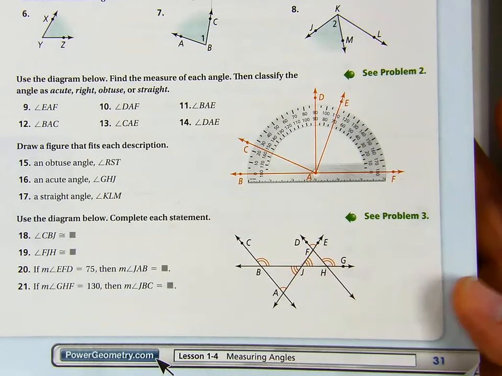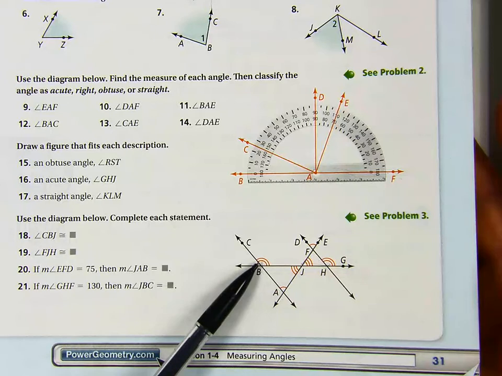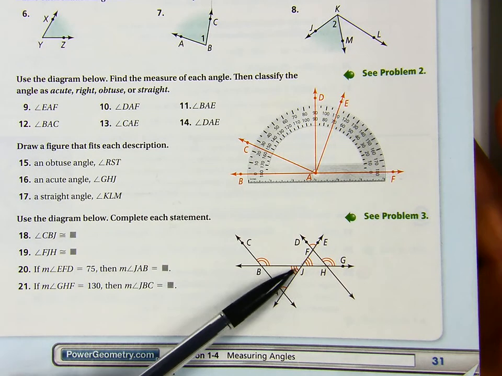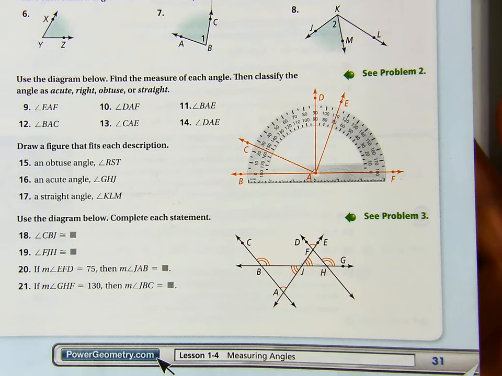Like over here on this page, you can tell by looking at this picture that this angle is congruent to that angle because they both have 2 arcs. This angle, the one down here at A, and this one are congruent because they have 1 arc. And then these have 3, so they're congruent. So that's how they mark congruence of angles in a diagram.